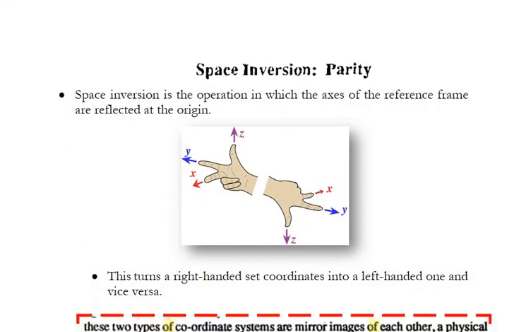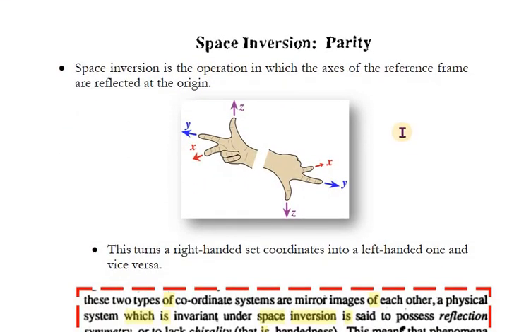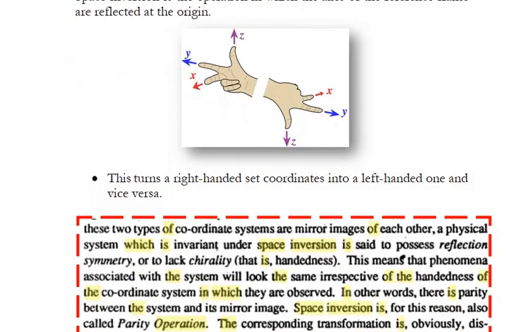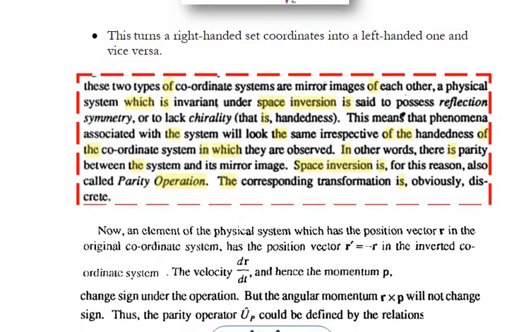Now we go to the space inversion, parity operator. Space inversion is the operation in which the axes of the reference frame are reflected at the origin. You see this image: a right-handed system turned into a left-handed system and vice versa. These two types of coordinate systems are mirror images of each other.